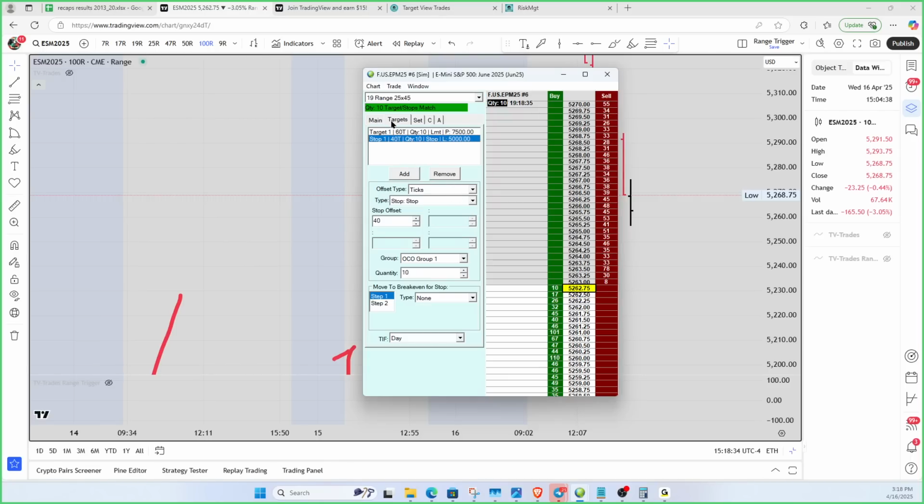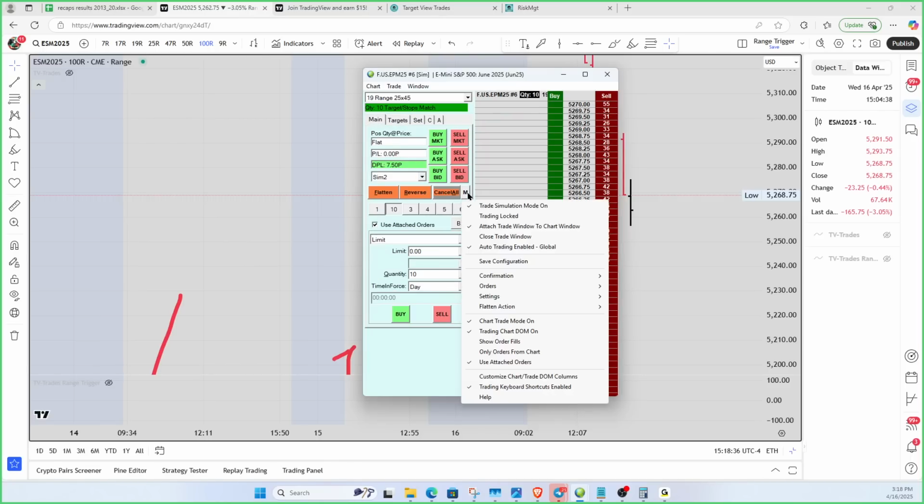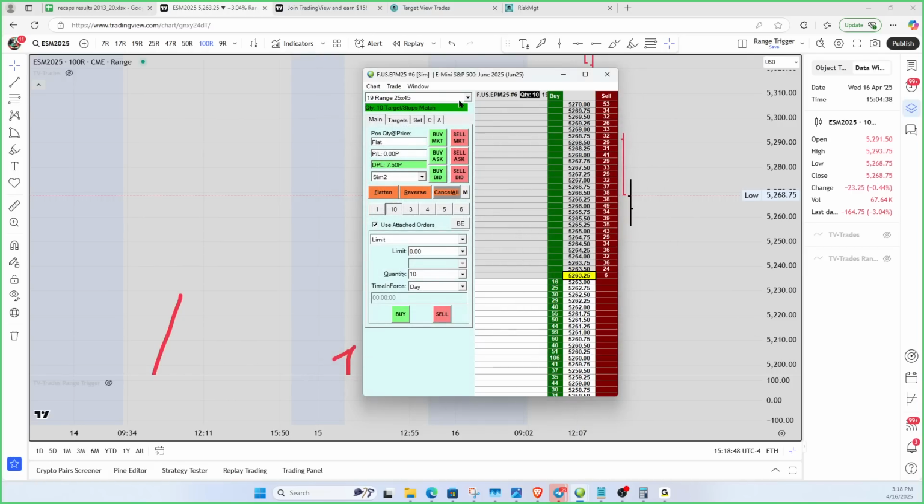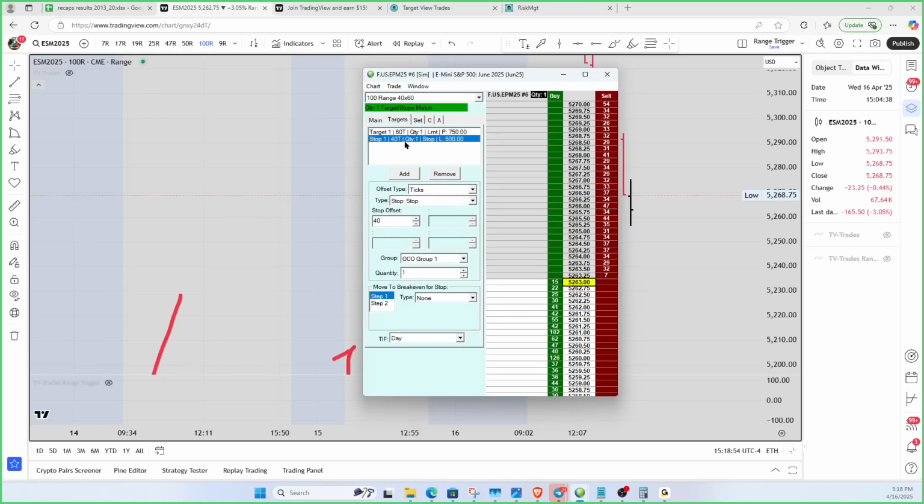Okay, and to do this, you would have to go here to main and then go to this and do save configuration. Oh, I already have one. Look, I already have one. I guess I don't need to do this. Okay, let me hit cancel on this and I'll just go to that one. I already have one right there. 100 range, 60 by 40. It's already done. Okay, 40 tick stop, 60 tick target.